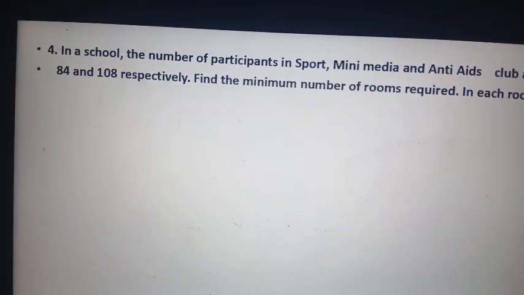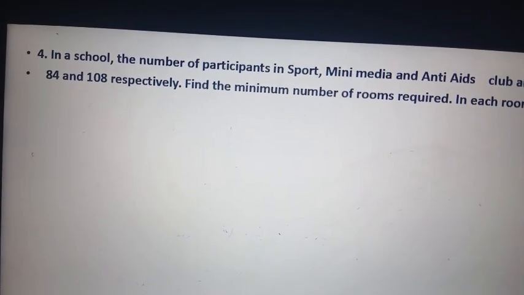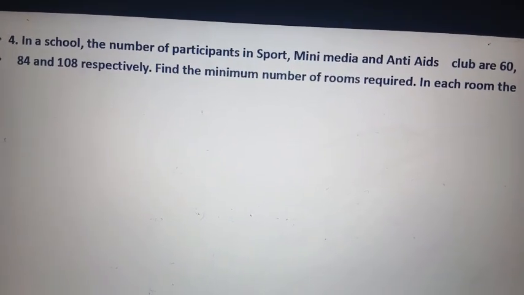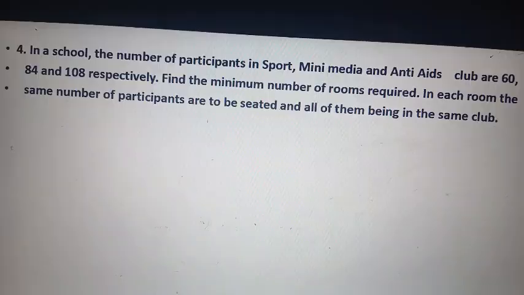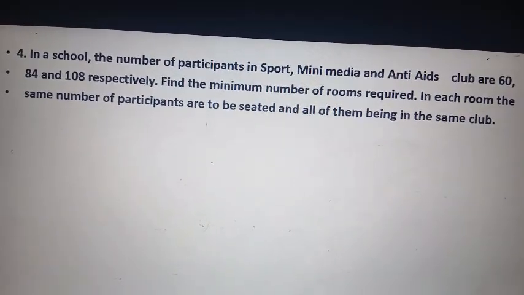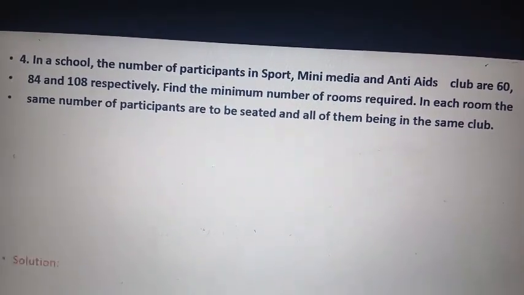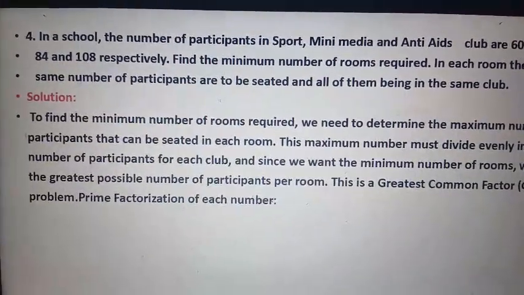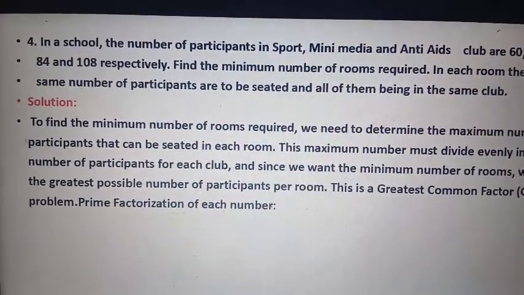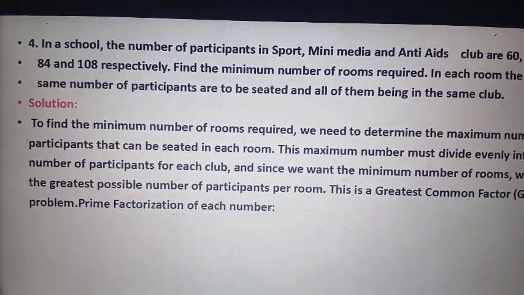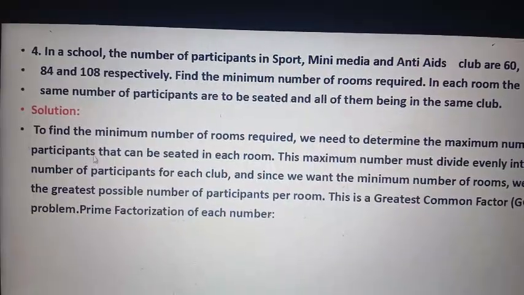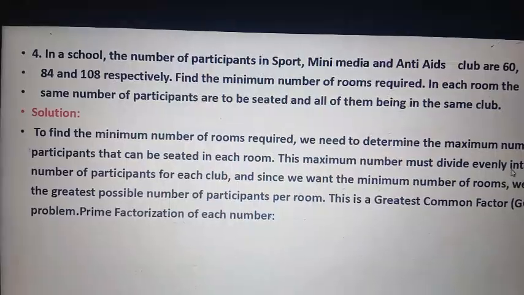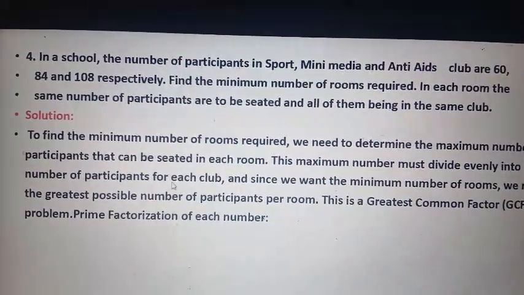The last one: in a school, the number of participants in the sport, mini-media, and anti-AIDS clubs are 60, 84 and 180 respectively. Find the minimum number of rooms required if in each room the same number of participants are to be seated, all of them being in the same club. To find the minimum number of rooms required, we need to determine the maximum number of participants that can be seated in each room. This maximum number must divide evenly into the number of participants for each club.